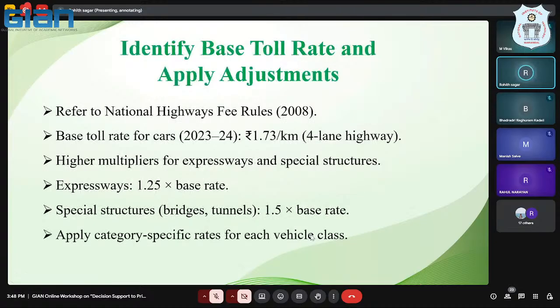To know the toll rates, we need to refer to the National Highway Fee Rules 2008. In that they have given the base toll rate for cars, for 2023 and 2024, as 1.73 per kilometer. That is for a 4-lane highway, and these toll rates will be different based on the road structure also, with higher multipliers for expressways and special structures. For expressways it will be 1.25 times the base rate. This base rate will be changing every year. The base rate NHAI has given is for 2011 and 2012. For special structures like bridges and tunnels, it will be 1.5 times the base rate.